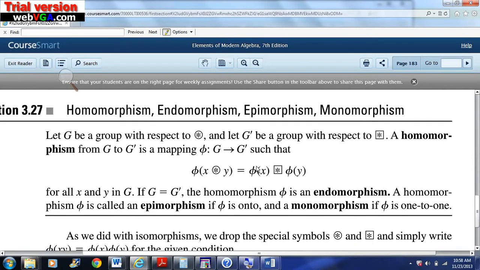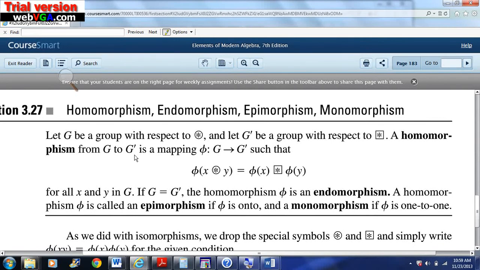So this means that the operation is preserved through the mapping. And once again, phi is the function that does the mapping, and phi would be the homomorphism if this is true, and this is for all x and y in G. So x and y are members of the set that we're mapping from. Now, that's the definition of homomorphism.